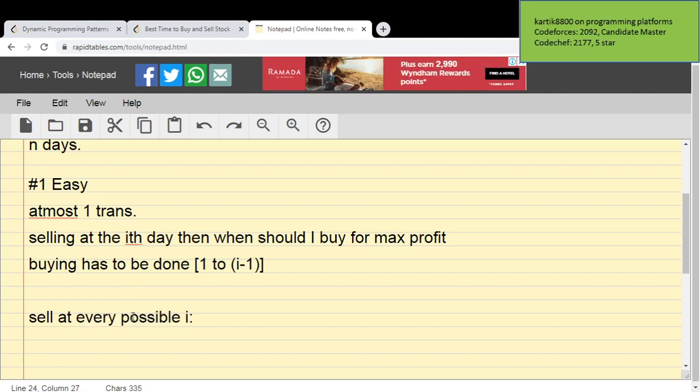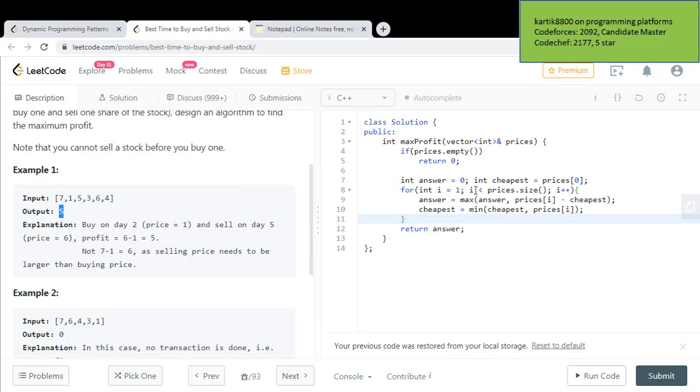That means try selling the stock from I equal to day 2 to day n, because you cannot sell a stock at day 1 because you don't hold one. So try selling at every possible I and see what is the maximum profit you can make at each and every one of these I's. Among these, whichever is the maximum, that is your answer, and you're done. Cool. So if you look at the code here, it does exactly that.